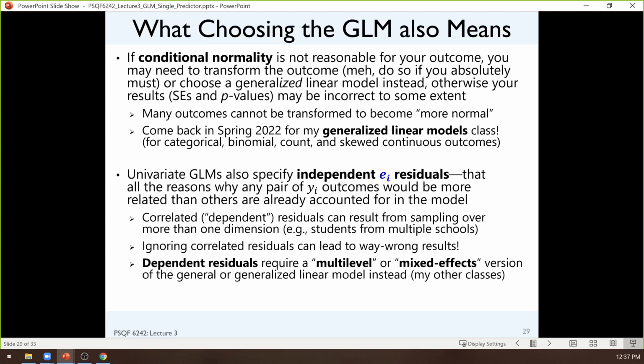So if you sample children from multiple schools, patients from multiple hospitals, survey respondents from multiple countries, you have to be able to build into the model the fact that people from the same group are likely to have more related residuals than people from different groups. So there are models for that, and that's my other set of classes that deal with multi-level models, or what's known as mixed effects models, in which the solution is to build in additional layers of E residual terms that in turn predict a correlation between the responses from the same group. So that is an important thing to be aware of when we're doing these analyses.